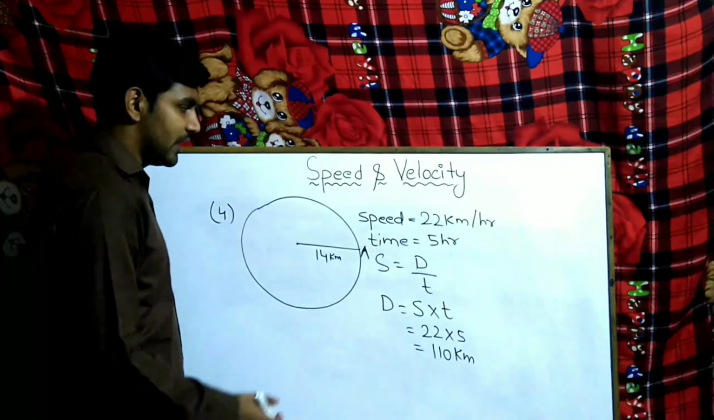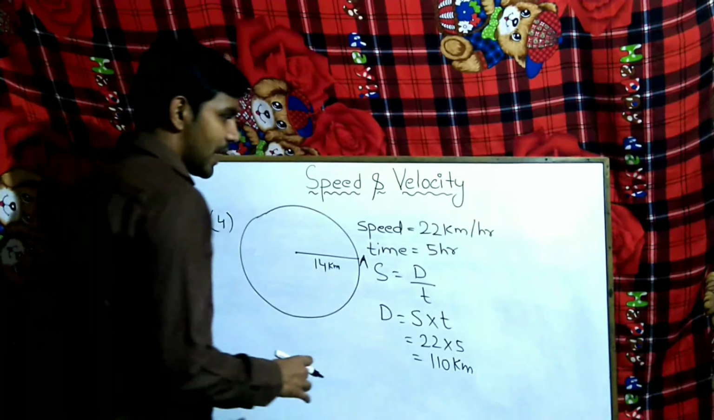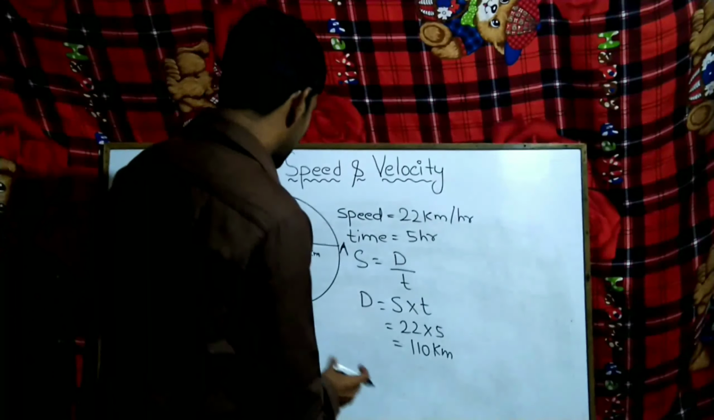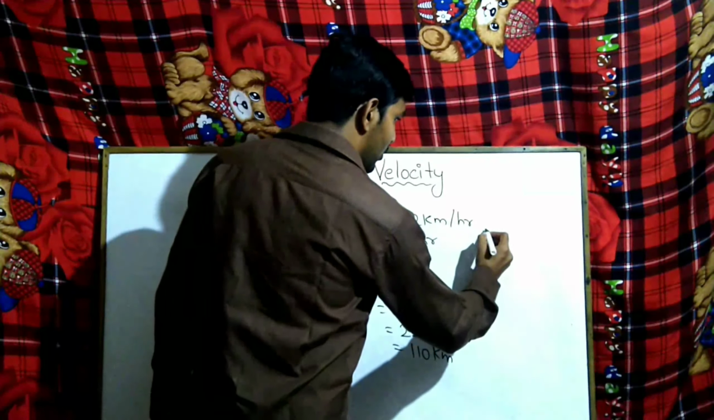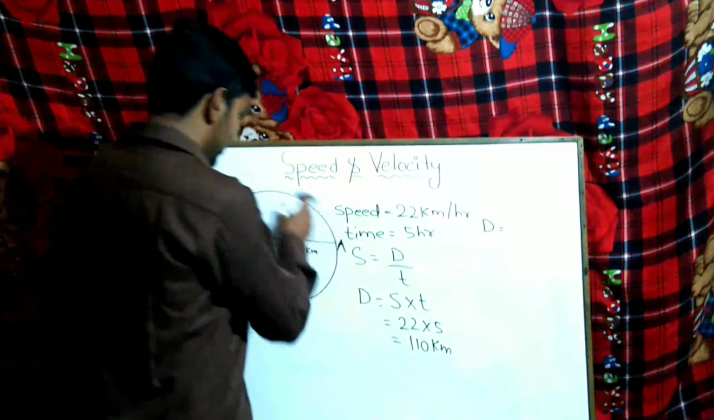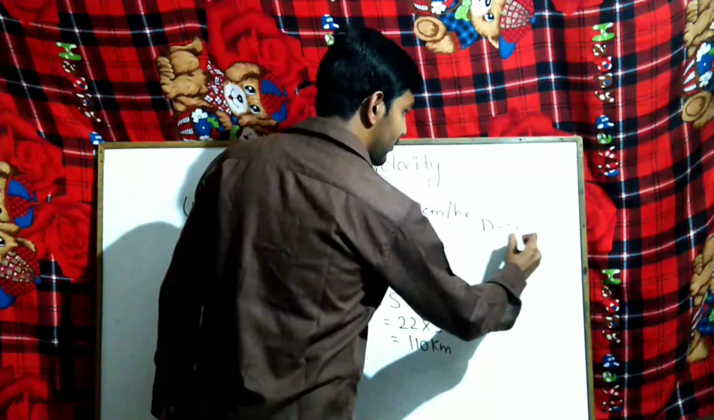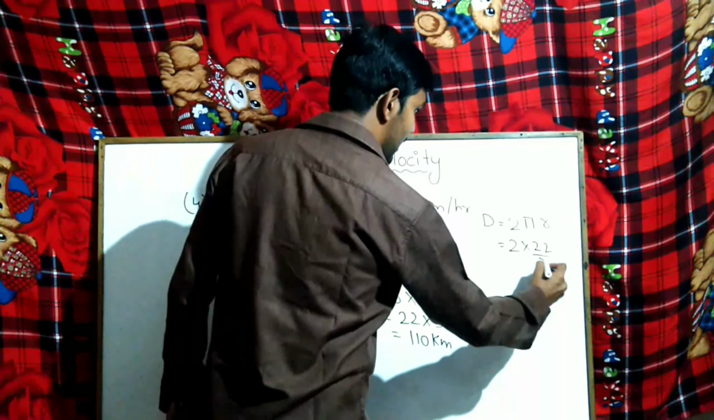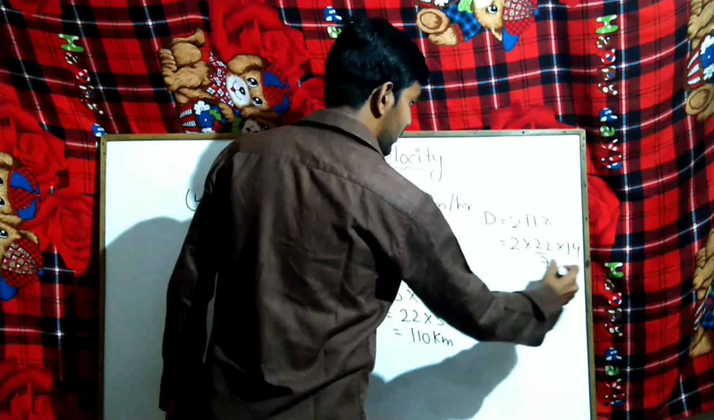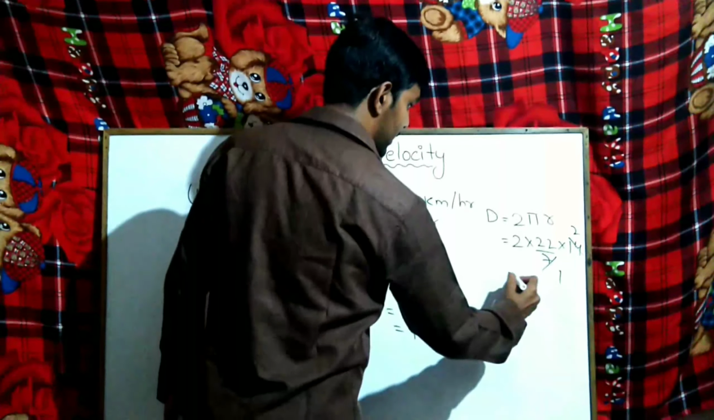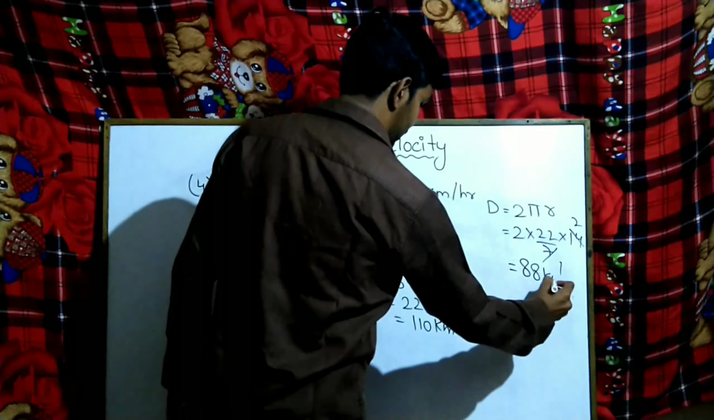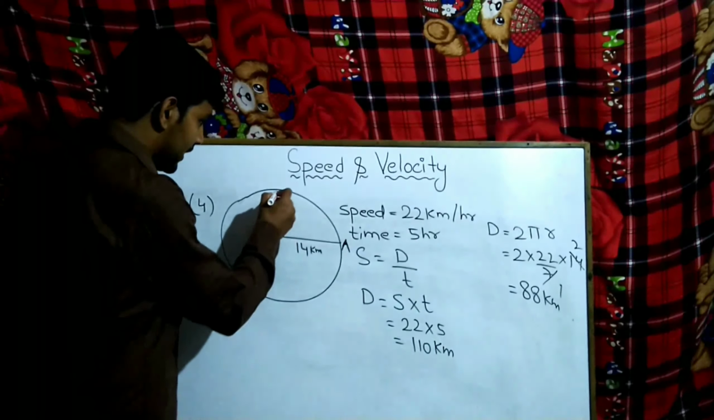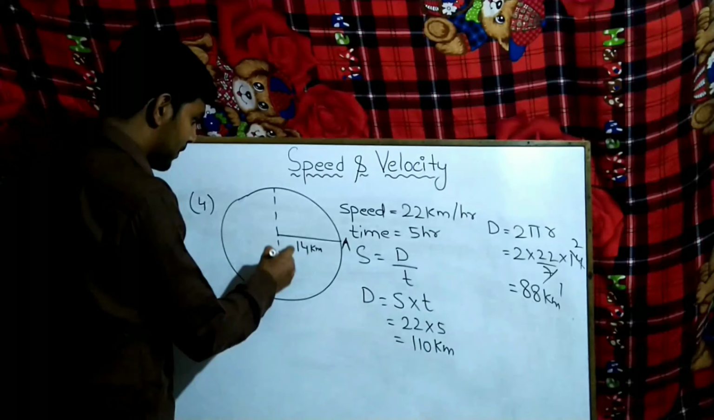So let's take, one circle. For one circle, how much? 2 pi r. So 2 into 22 by 7 into r, how much? 14. One time, two time. It comes 88 kilometer. Now 88 kilometer means it is cut into 4 parts.